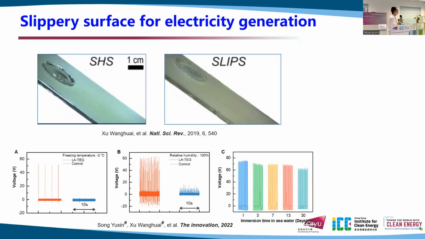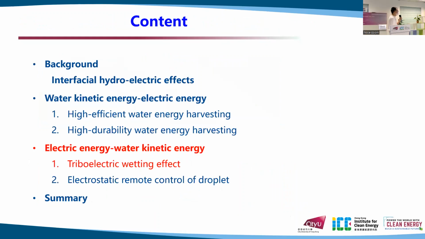Compared to the hydrophobic or pseudo-hydrophobic surface, the SLIPS has a more stable droplet motion and thereby leads to a more stable electric output. Moreover, we also demonstrate that the SLIPS-based device can achieve stable electric generation in various environments, including low temperature, high humidity, and in salt solution.